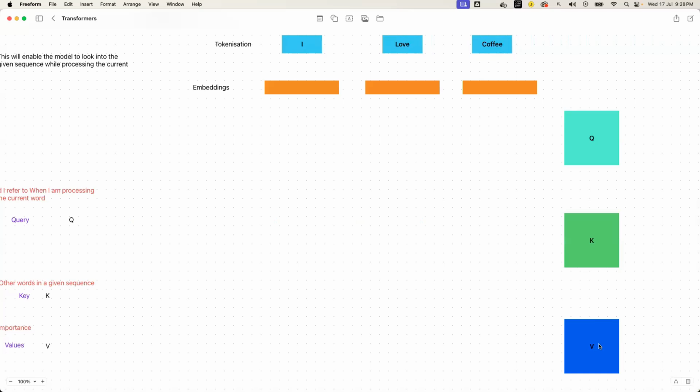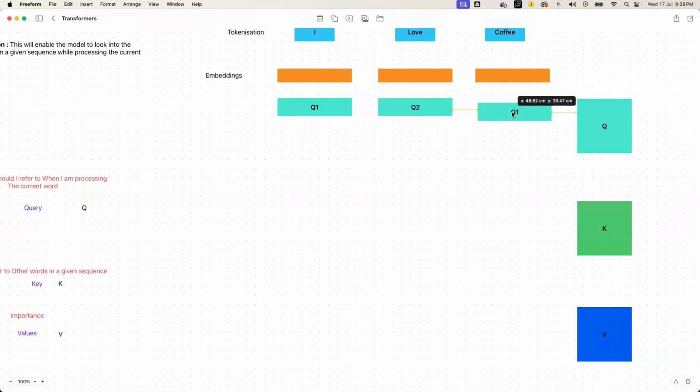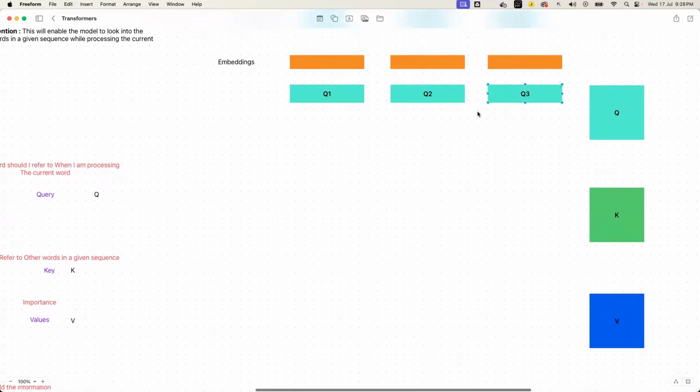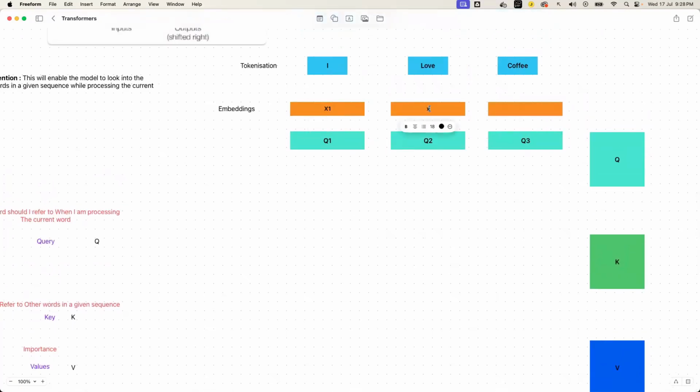Once I generate them, I'll take a dot product between my word embeddings and the three matrices that I've got, and I would generate the three respective vectors. So this will be my Q1, this will be my Q2, and this will be my Q3. How am I getting them? By multiplying X1 with Q, X2 with Q, and so on. You can think of it as X1, X2, X3. So by multiplying X1 with Q, I'm getting Q1, X2 with Q is Q2, X3 with Q is Q3.